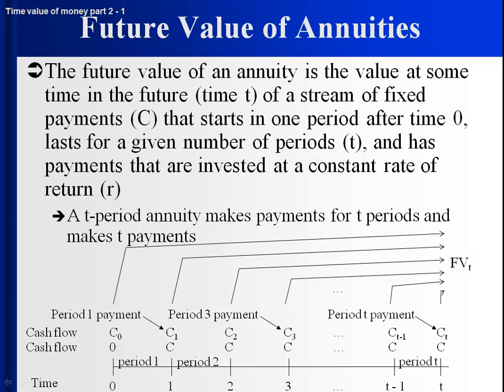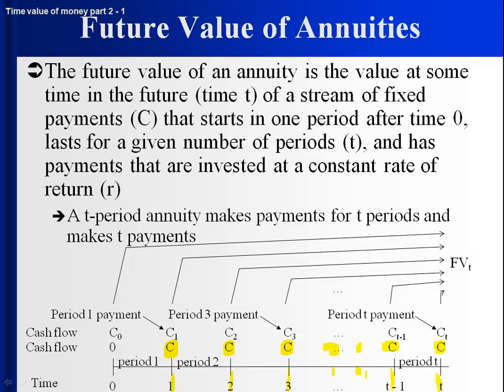Let's talk about the future value of annuities. So the future value of an annuity is the value at time t. So we have an annuity, a situation where we're making our first contribution to savings in one period. We're going to make t of those contributions, one every period. Our first one's in time 1, our second's in time 2, our third's in time 3, second last in t minus 1, and our last in t.